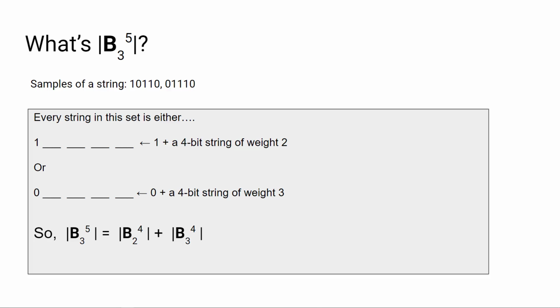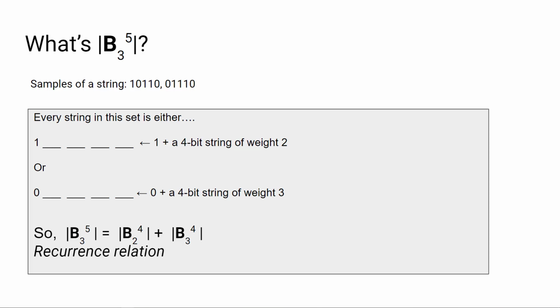So, although we haven't yet counted the number of 5-bit strings of weight 3, we've expressed this number in terms of smaller and simpler versions of the same problem. The equation you see here isn't a formula where we can just plug in numbers and get an answer. It's called a recurrence relation. It expresses the quantity we want to find in terms of smaller versions of itself. Now we need to find out how to get these two other numbers.